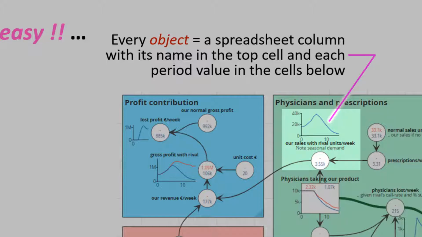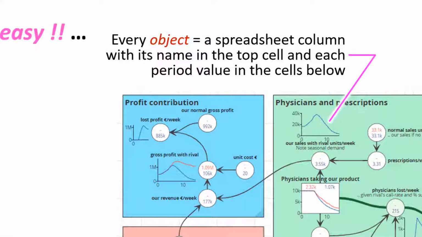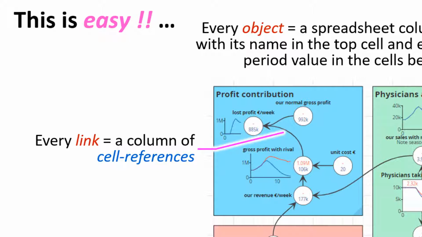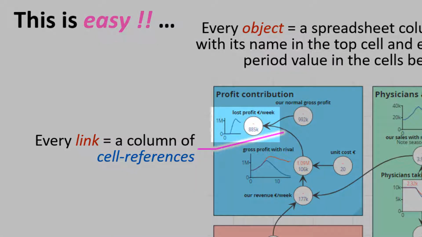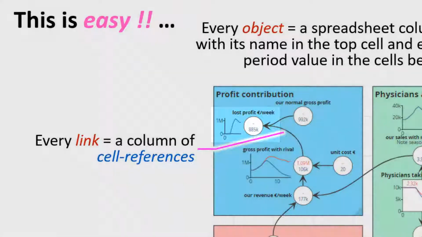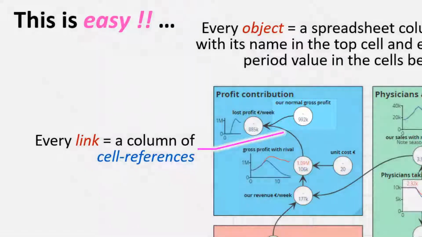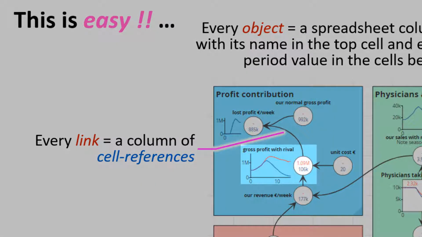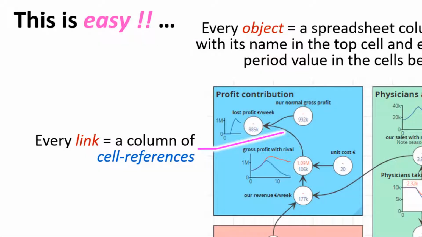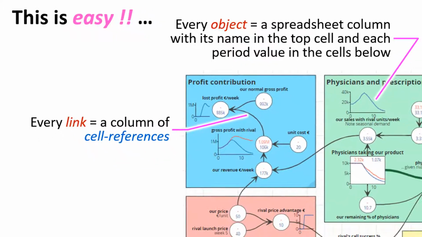It's a column of numbers with a name at the top. Every link between those items is a set of cell references from one column to another. That's all it is. So that item is the lost profit, which is the profit we would have expected to make in one column of my spreadsheet, minus the profit we actually will make, given the model, in another column. You're just taking two columns away from each other.